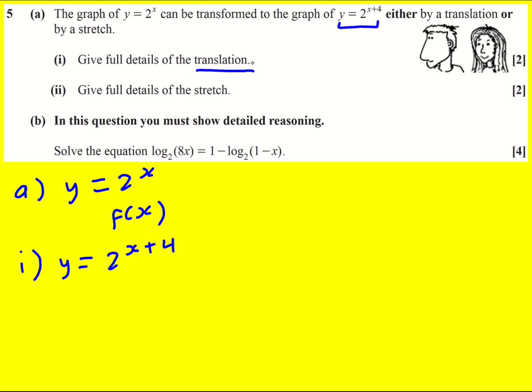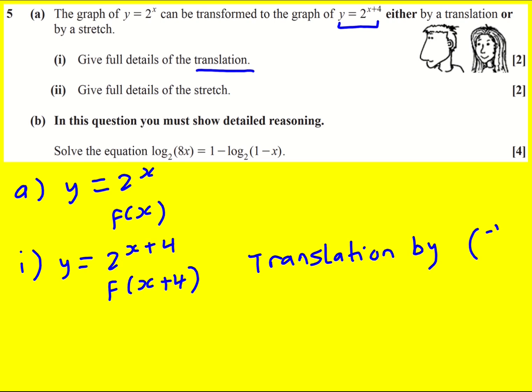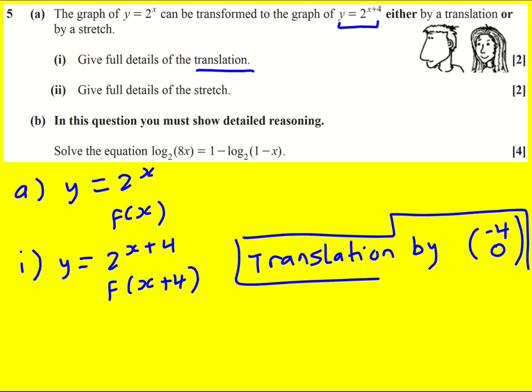First of all, through a translation. Well, translation is when you're adding or subtracting a value. And this is going to be f of x plus 4. We can directly write it as that. And that means it's going to be a translation by, and I'm going to write it as a vector, -4, 0. Or equivalently, it's a translation by -4 in the x direction. Because it's inside the bracket, you do the opposite to this +4. I'm not going to go into any more detail on that. So that is our answer.